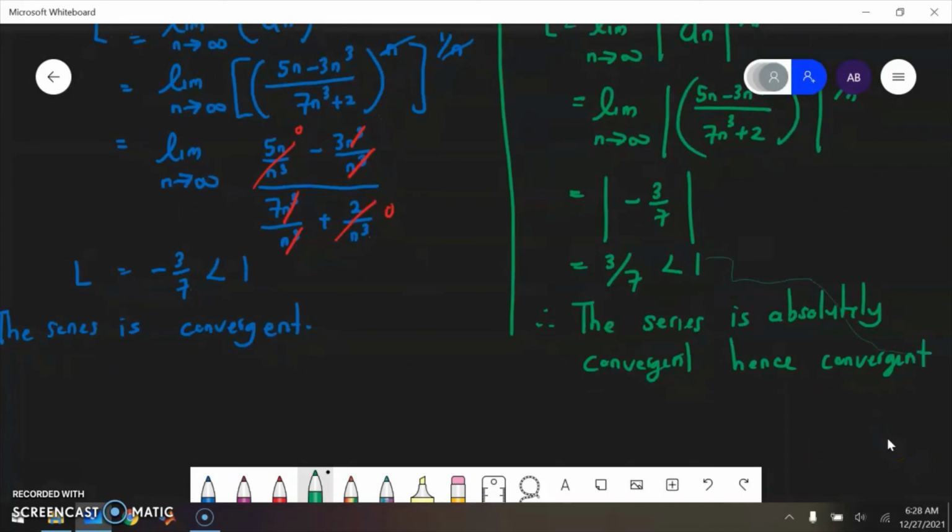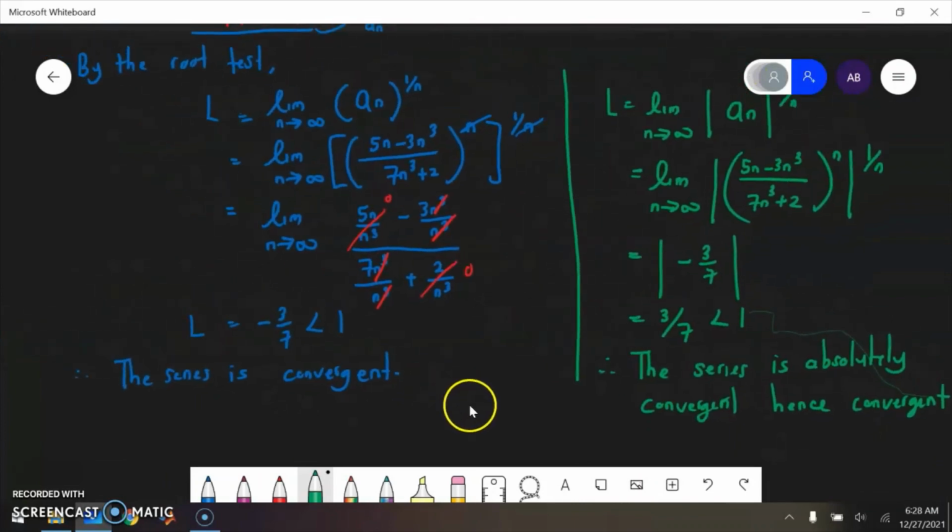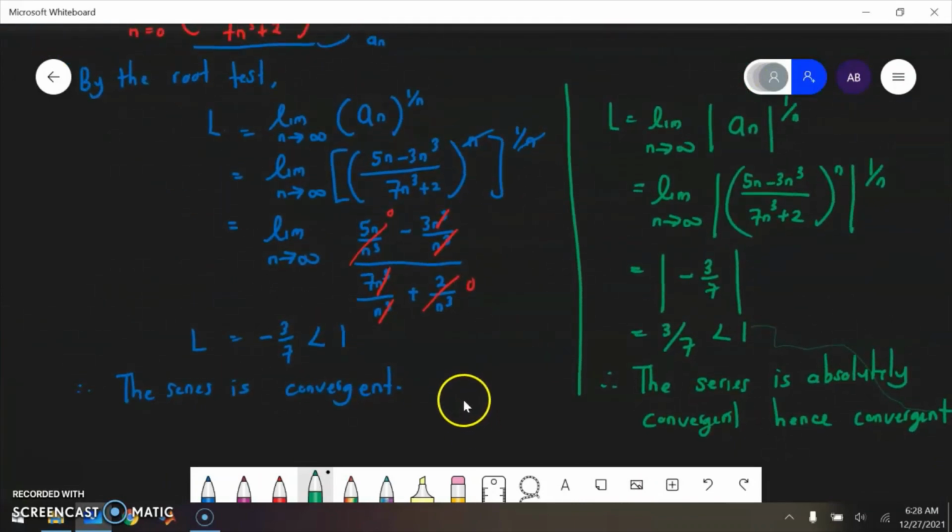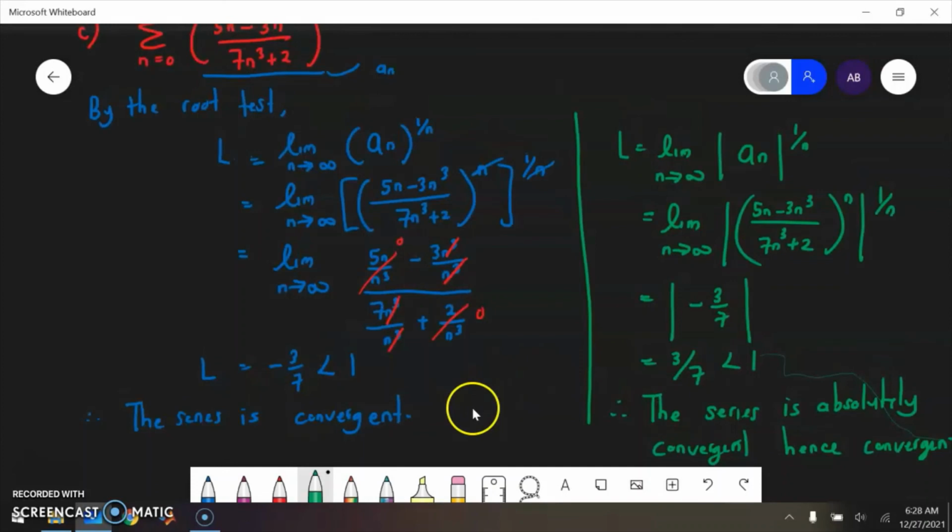So that's the difference I want to tell you. It depends on your question. If the question asks for absolutely convergent, you need to have the absolute value. If a question just says whether convergent or divergent, you can actually omit the absolute sign.